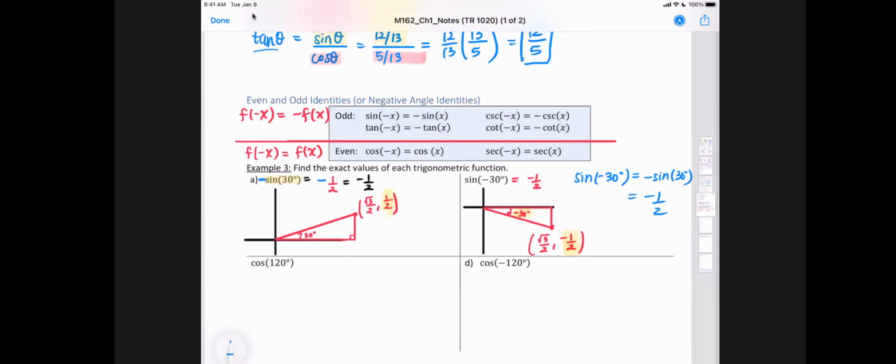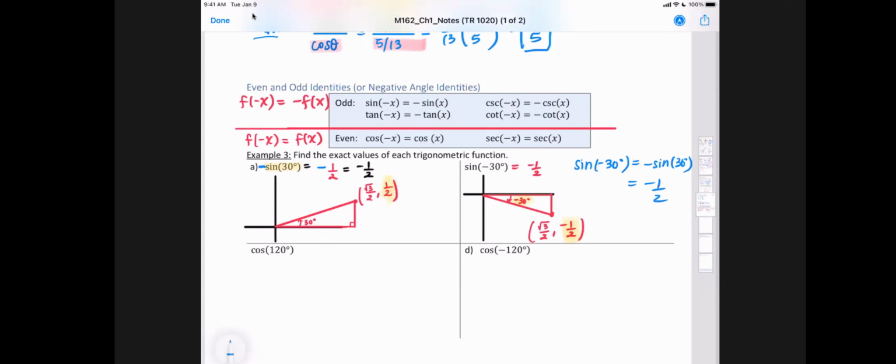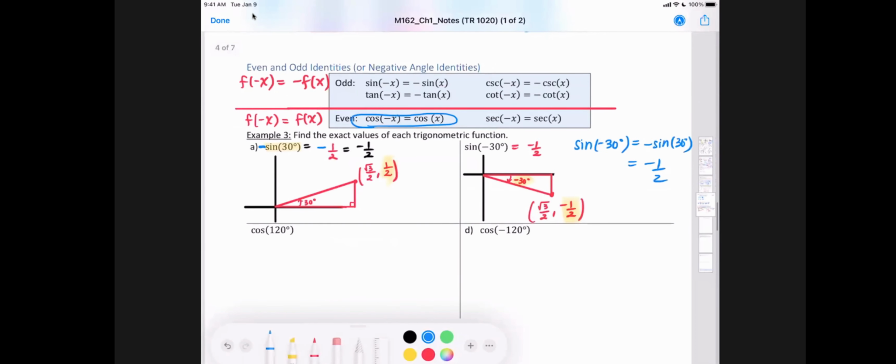All right, so let's take a look at our even function, which is cosine. So we'll compare cosine of 120 degrees versus cosine of a negative 120 degrees. And if we look at our identity for this one, whether the angle is positive or negative inside the cosine function, it should be the same. We end up with the same value. Okay, so let's find cosine of positive 120 degrees.